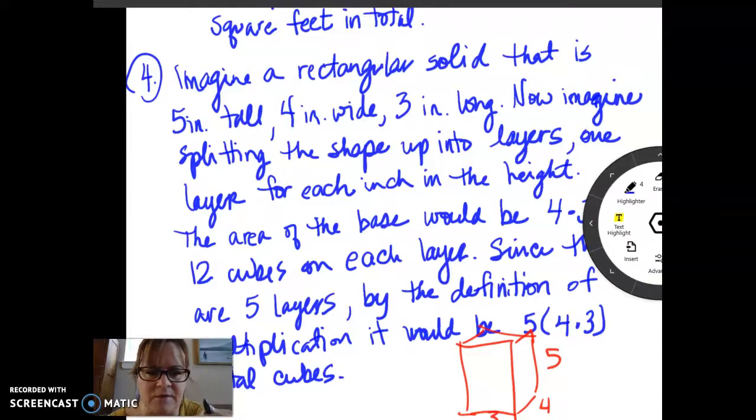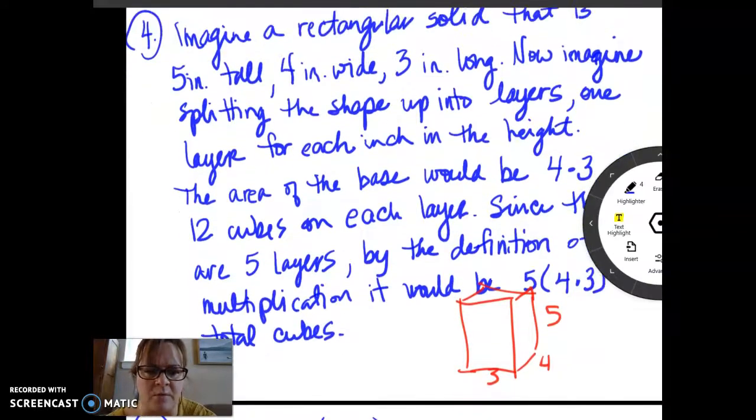And this strategy really helps kids understand how volume works. And so if you think of it as how many cubes will fit on one layer, we can see that 4 times 3 is the number of cubes that will fit on one layer. You see that? And so that's 12 cubes will fit on one layer. And then the 5 tells us how many layers we have. And so by definition of multiplication, it's going to be 5 times the quantity 4 times 3, because it's 5 layers, and the 5 tells us how many groups there are, and in each group there are 4 times 3 total cubes. Okay, so I hope that makes sense.